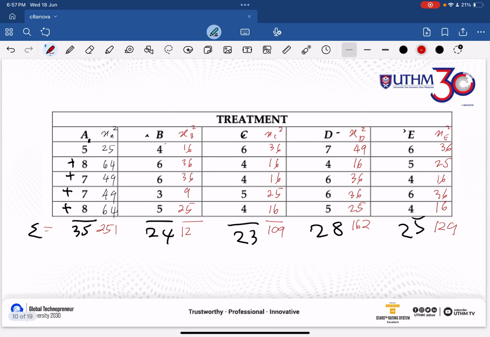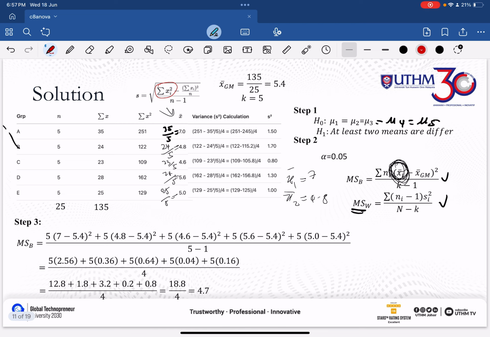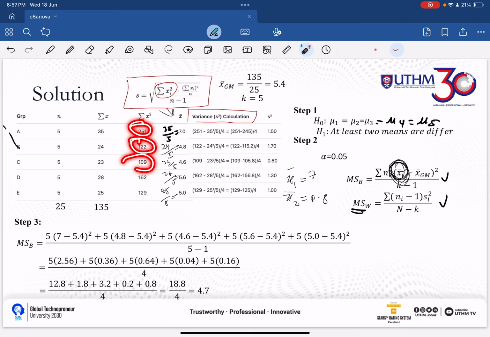So I summarize these values in this table so that we can see how to calculate variance later on. Okay, the formula for variance is here. So this is a long step, but if you practice, inshallah you can answer all of the questions. Okay, so we have already found the summations for x squared. Okay, we got that here. Then we can substitute to find the s squared.